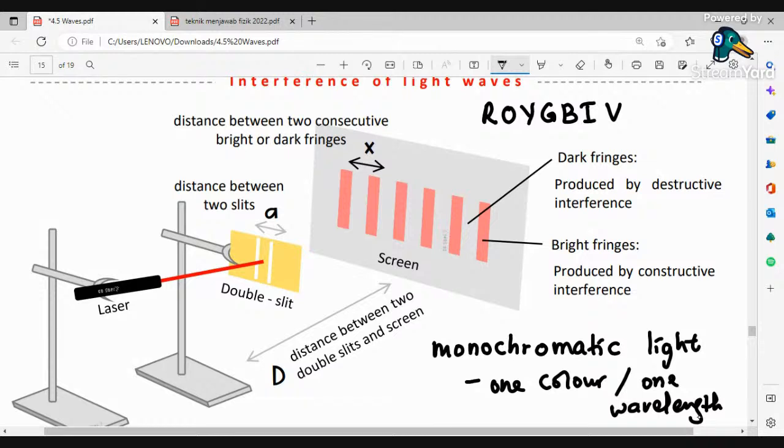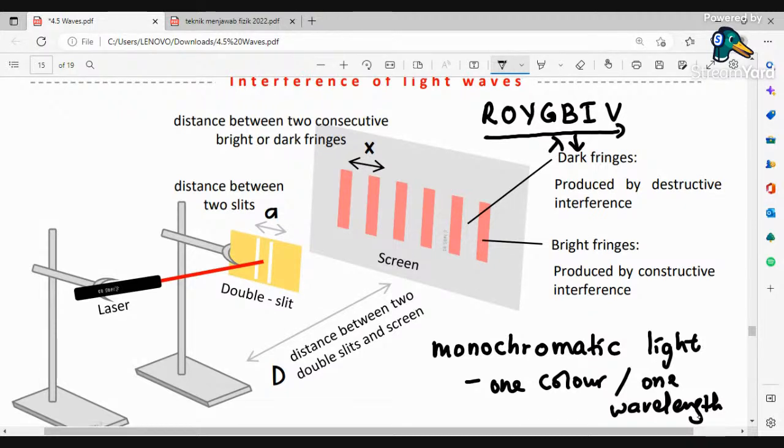Red has its own wavelength, orange its own wavelength, yellow its own wavelength. So they have their own wavelength according to their color. From red to violet, lambda decreases. It means if you compare lambda for red, it is longer than lambda for blue, something like that.